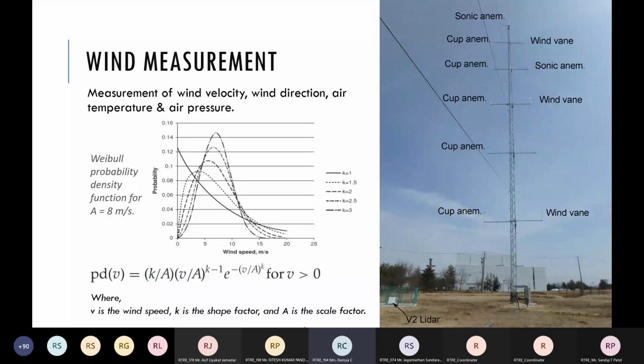This image shows one wind mast. A wind mast is nothing but a tower. On that tower, at different heights, various wind measuring devices are installed, and measurement is recorded continuously.